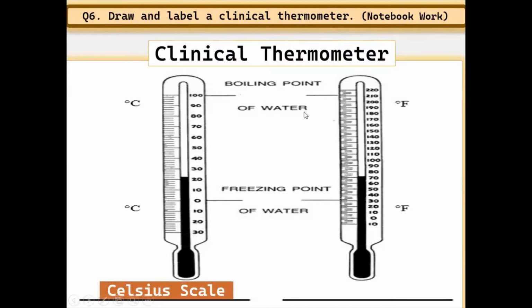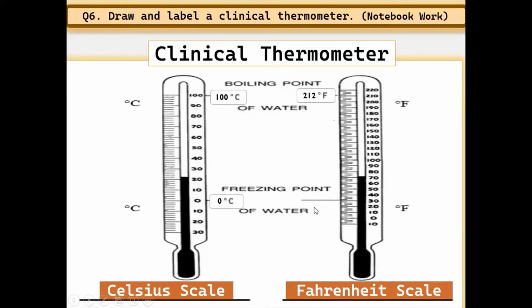So as all the students know, the boiling point in Celsius and Fahrenheit, and the freezing point in Celsius and Fahrenheit, the name of the scale that shows in degrees C is the Celsius scale, and degrees F is the Fahrenheit scale. The boiling point is 100 degrees Celsius and 212 degrees Fahrenheit for the boiling point of water. The freezing point is 0 degrees Celsius and 32 degrees Fahrenheit in the Fahrenheit scale.